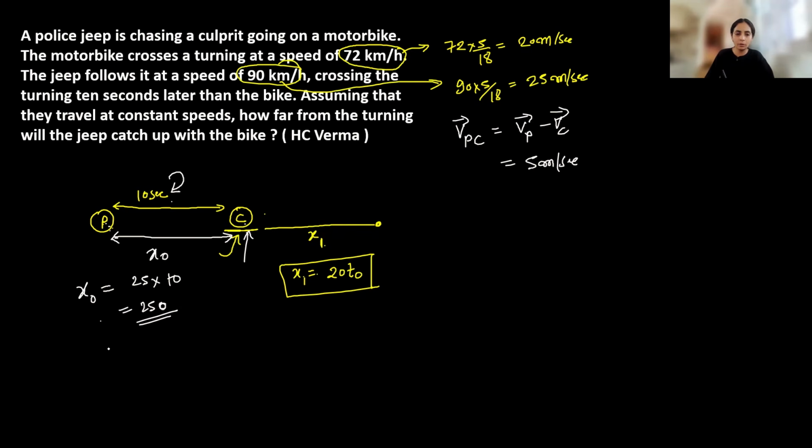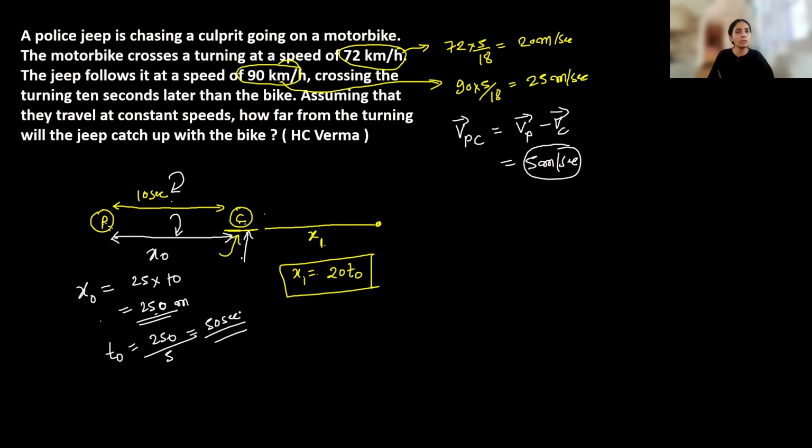Now what will be this T naught? T naught will clearly be this 250 distance getting covered at 5 meter per second, taking the culprit at rest. Because if we take him at rest, then only we can say that if the police covers this 250 meter, then the police will be able to catch the culprit. So T naught will be equal to 250 by VPC, that is 5. So this is going to be 50 seconds.